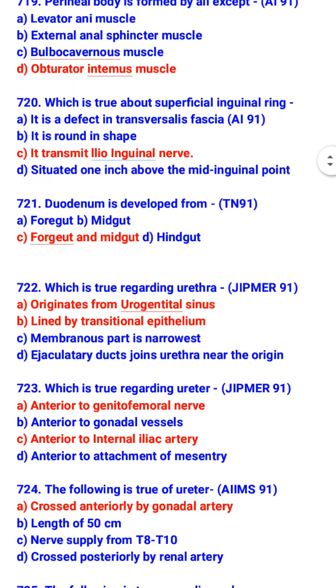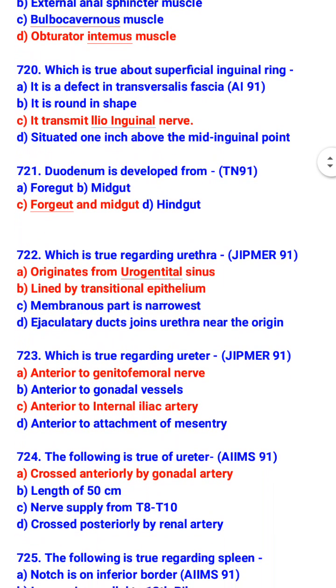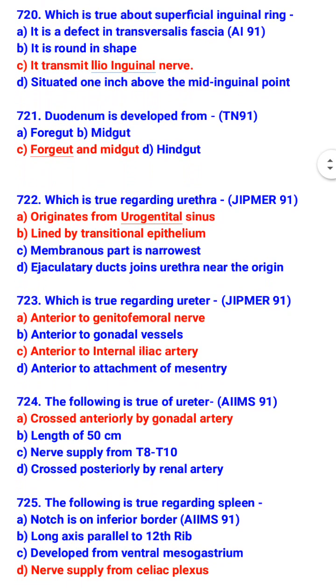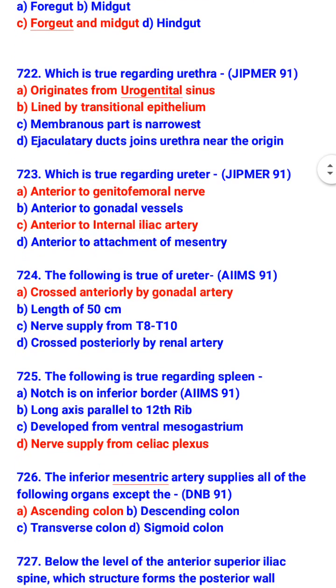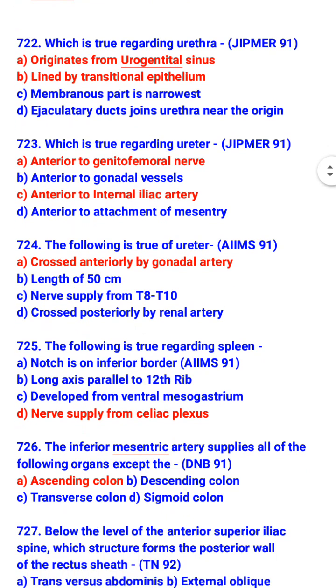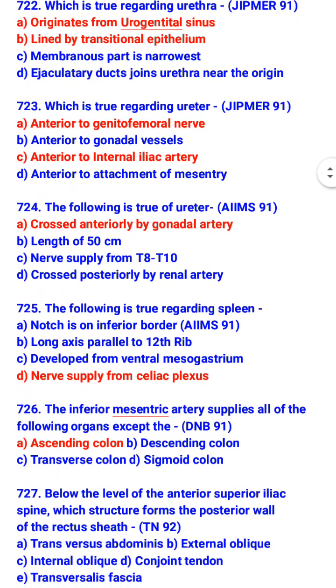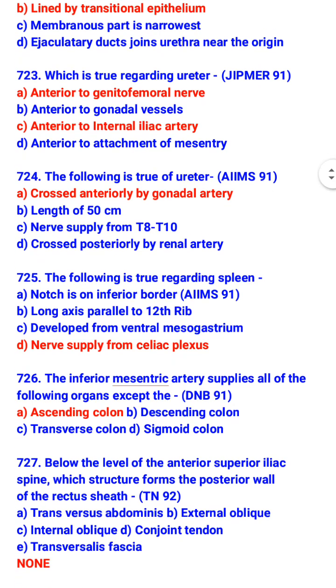Which is true regarding urethra? It originates from urogenital sinus and is lined by transitional epithelium. What is true regarding ureter? It is anterior to genitofemoral nerve and anterior to internal iliac artery. The following is true of ureter: it is crossed anteriorly by gonadal artery. The following is true regarding spleen: nerve supply from celiac plexus.